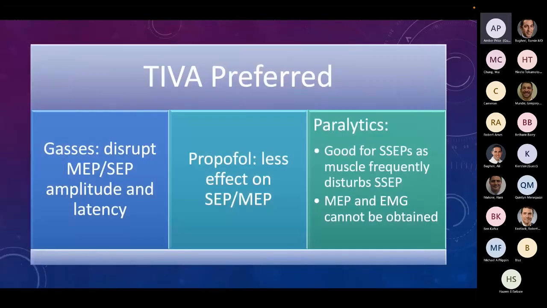A little bit about anesthesia. So TIVA is preferred, and the reason is that the gases basically disrupt MEPs and SEP amplitude and latency, and propofol has less of an effect on that. Paralytics are actually better for SSEPs because they prevent muscle function, and muscle function actually will disturb your SSEPs. So paralytics will actually show that your SSEPs improve, and your MEPs and your EMGs will not be able to be obtained. So if you're getting really great SSEP readings, but for some reason you're not getting good MEP or EMG readings, you might talk to anesthesia about whether or not they still have paralytics on board.